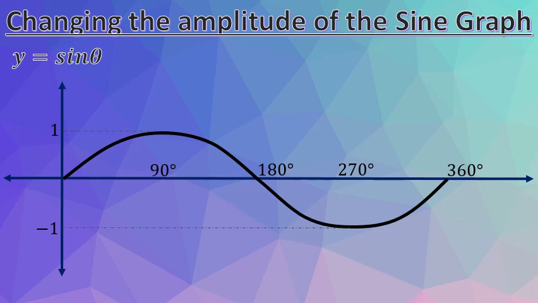Now, look at the heading of the slide. It says changing the amplitude of the sine graph. We just discussed what the amplitude was in the previous slide. It's the vertical distance between the center line of a wave and the crest, being the top, or the vertical distance between the center line and the trough, or the minimum value.